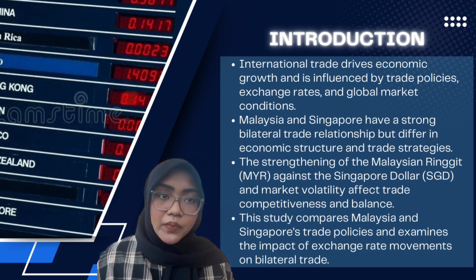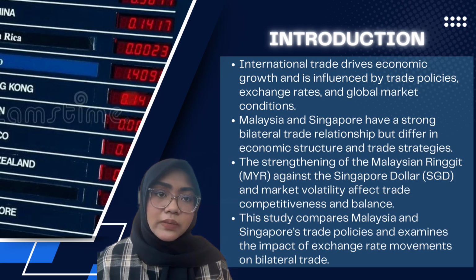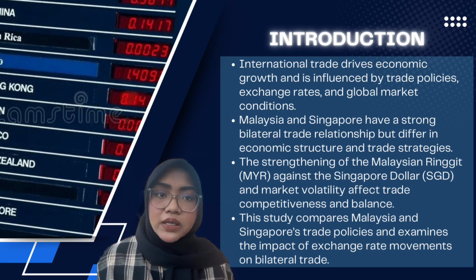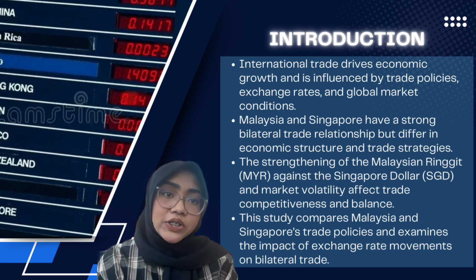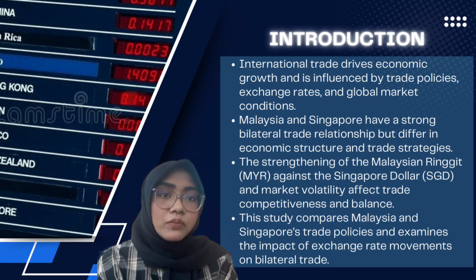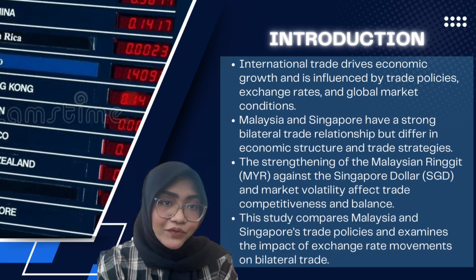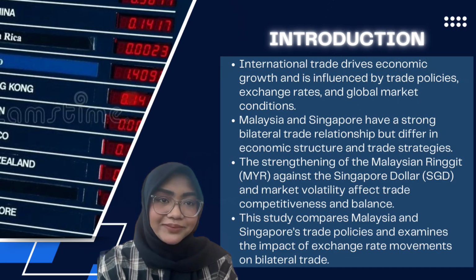In recent times, there has been a strengthening of the Malaysian ringgit against the Singapore dollar. At the same time, global market volatility has increased due to economic uncertainty and changes in monetary policies. These factors can affect export competitiveness, import costs, and the overall trade balance between the two countries. Therefore, this study focuses on comparing the international trade policies of Malaysia and Singapore and examining how exchange rate movements and market volatility influence their bilateral trade relationship.